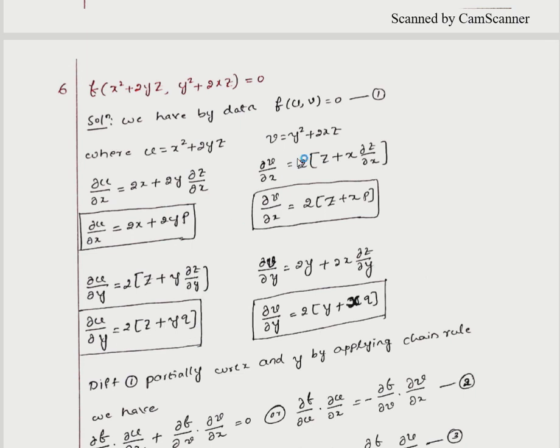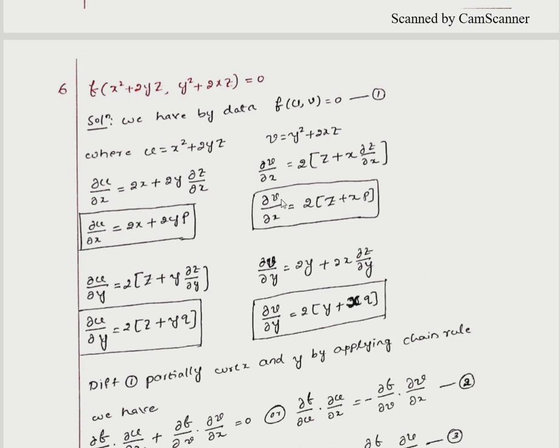That is q. Next, ∂v/∂x equals, with respect to x, y² is a constant, 0, and writing 2 outside, here x and z are both functions of x. Therefore, we have to use the product rule, the uv rule. First function into the derivative of the second, that is x is 1, plus the second function x into the derivative of z with respect to x, ∂z/∂x.